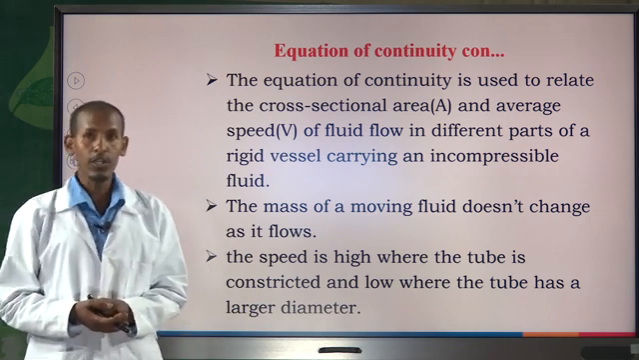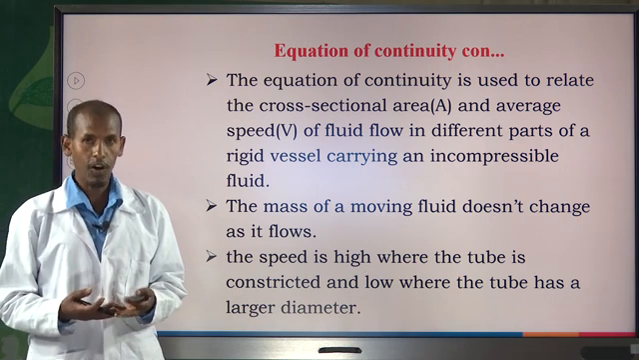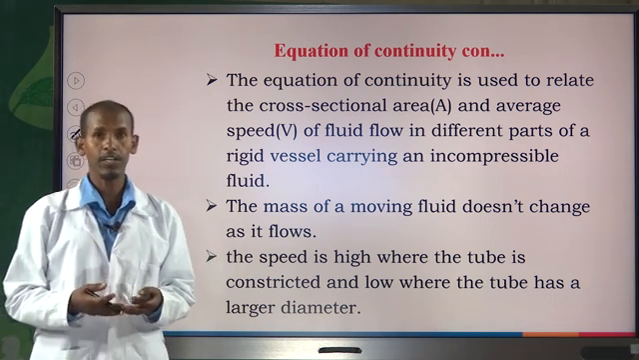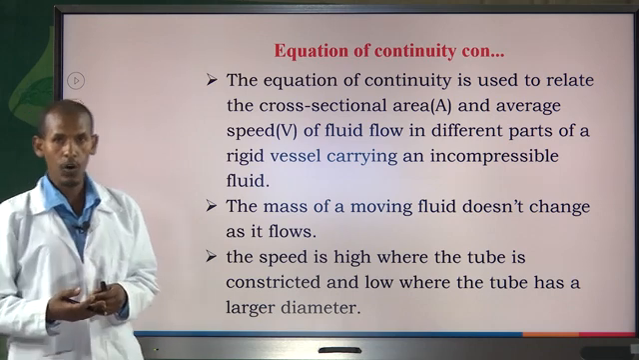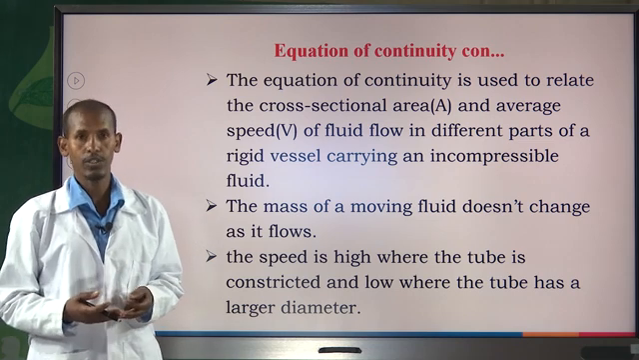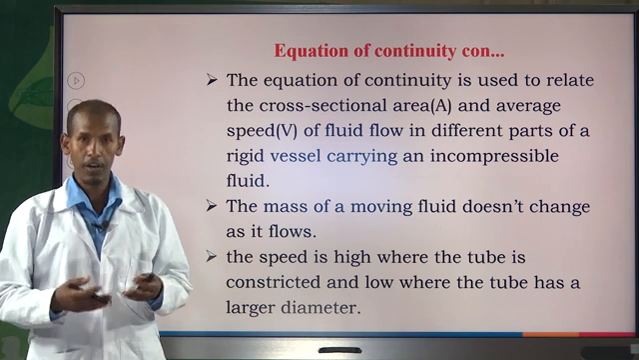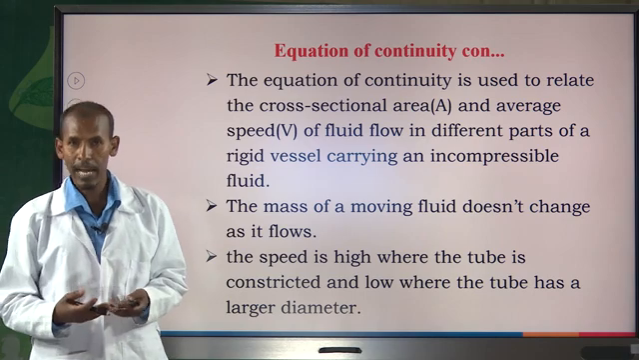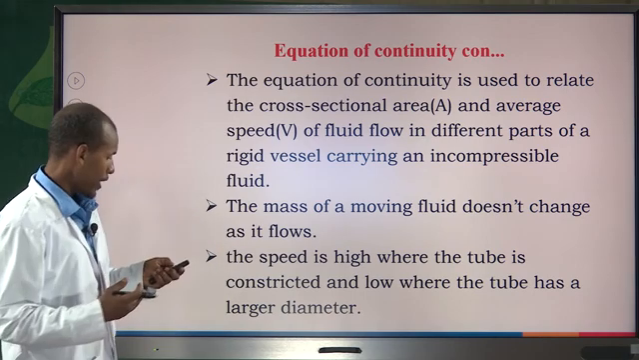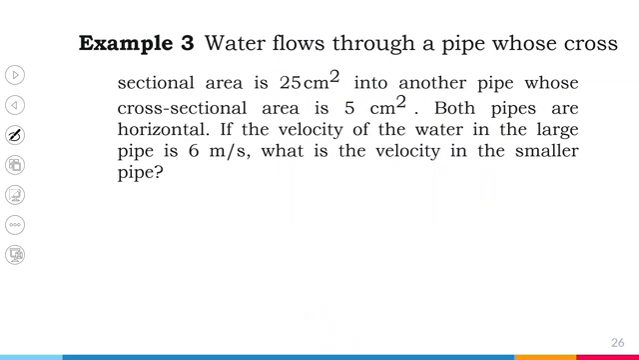This equation of continuity is used to relate the cross-sectional area A and the average speed V of the fluid in different parts of rigid vessels carrying an incompressible fluid. The mass of fluid doesn't change as it flows. The speed is high where the tube is constricted or narrowed, and low where the tube has a larger diameter or larger area. Area and the speed for this case are inversely proportional. So let's do an example concerning this equation of continuity.